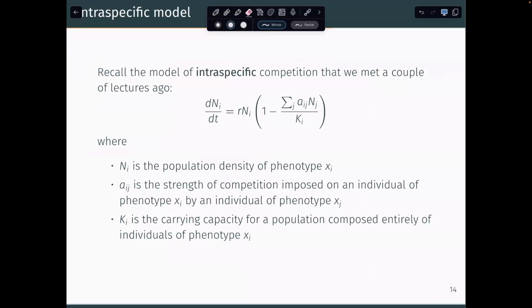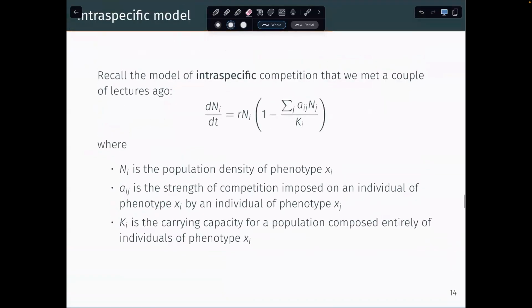If you recall, this is the basic structure of our model, where Ni is the population density of phenotype Xi. We haven't specified what this Xi is. It could be anything: body type, body size, for example, or some sort of preference for food. Aij is the strength of competition imposed on an individual of phenotype Xi by an individual of phenotype Xj. So how strongly does an individual with phenotype Xj compete for resources with an individual who has phenotype Xi?